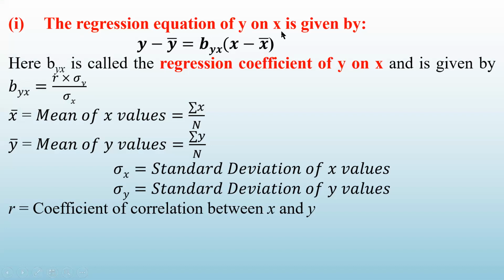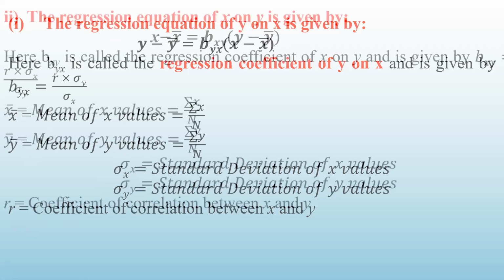The regression equation of y on x is given by y minus y bar equal to byx into x minus x bar, where byx is called the regression coefficient of y on x, and it is given by byx equal to r into sigma y upon sigma x. Here x bar and y bar are the means of x and y values, sigma x is the standard deviation of x values, sigma y is the standard deviation of y values, and r is the coefficient of correlation between x and y. So if you are given r, sigma x, sigma y, x bar, y bar, then you can find the regression equation of y on x and similarly x on y.